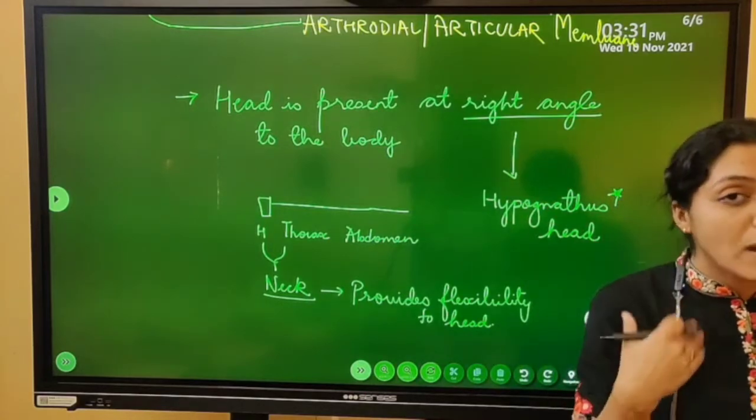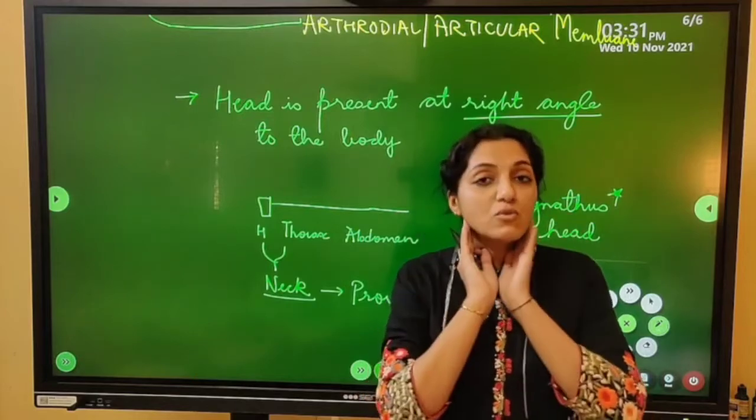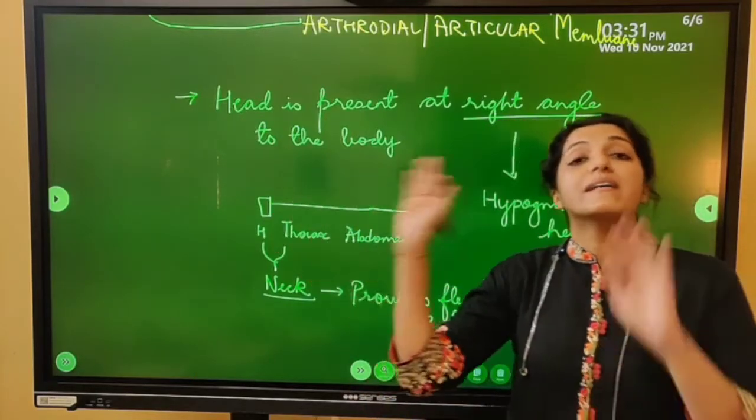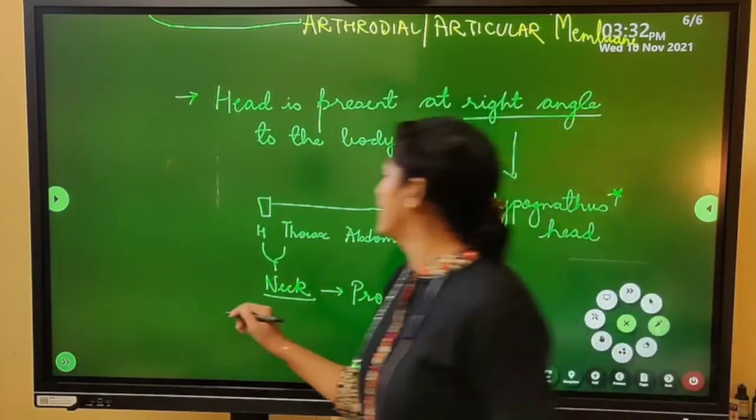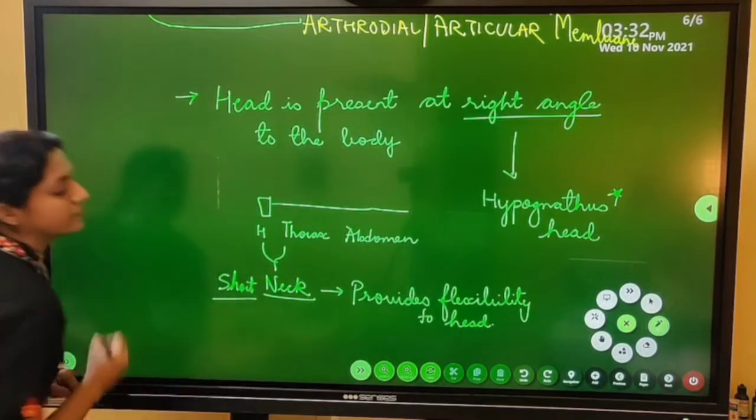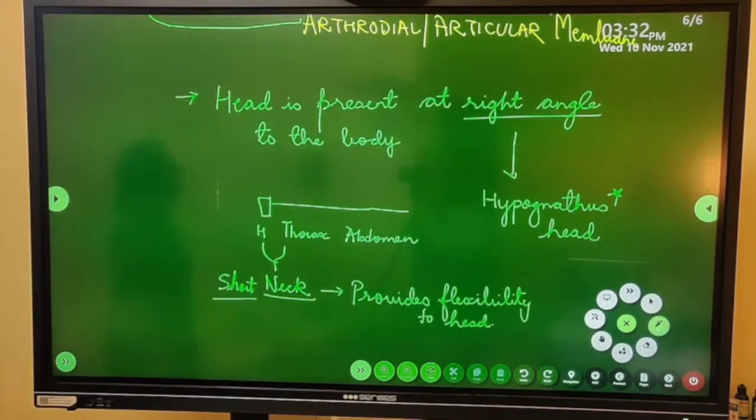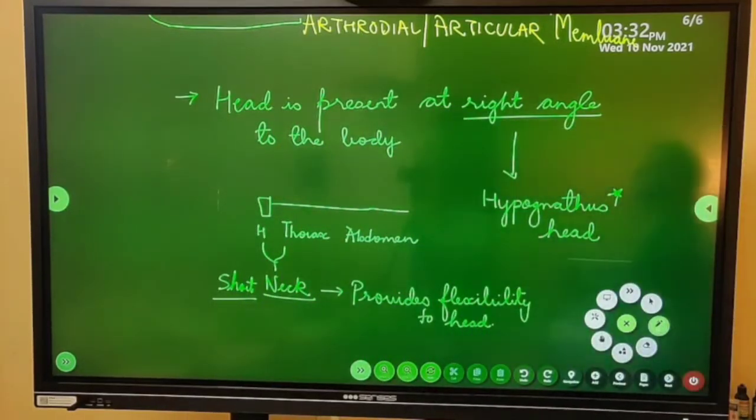Head is connected to the thoracic region through the neck. वैसे ही in the cockroach, the head is connected to the thoracic region through a short neck. The neck is very short, but it provides flexibility. All right. Such a head which is present at right angles to the body is called hypognathous head. MCQ. Neck will be providing flexibility. A short neck is present.